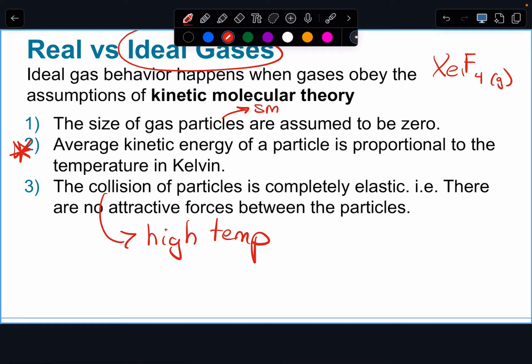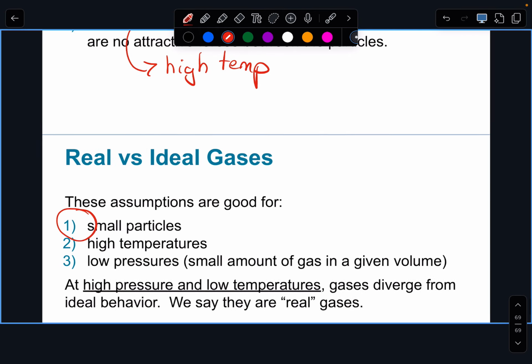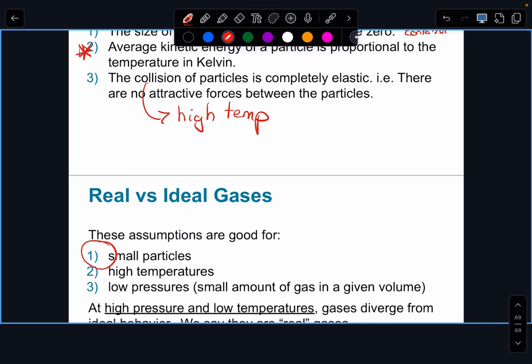So we set up here small particles would make sense with this, and also large container volumes, because then the difference between the two is more significant. And then the collision of particles, as long as we're at higher temperatures, that shouldn't be as much of an issue, that assumption. And I'm sure I'm missing something. Okay, so these assumptions are good for, we just talked about small particles and high temperatures.